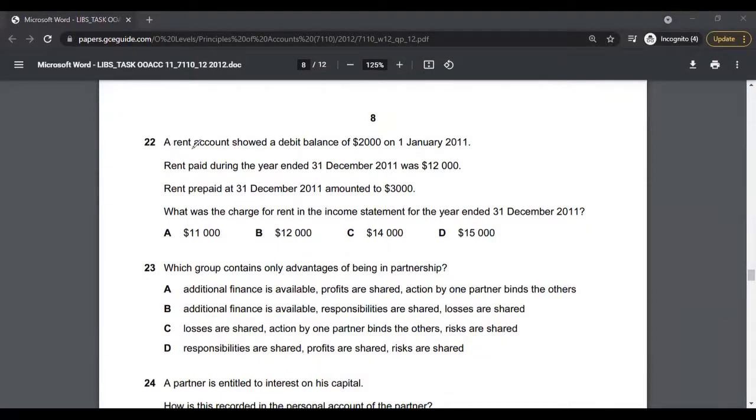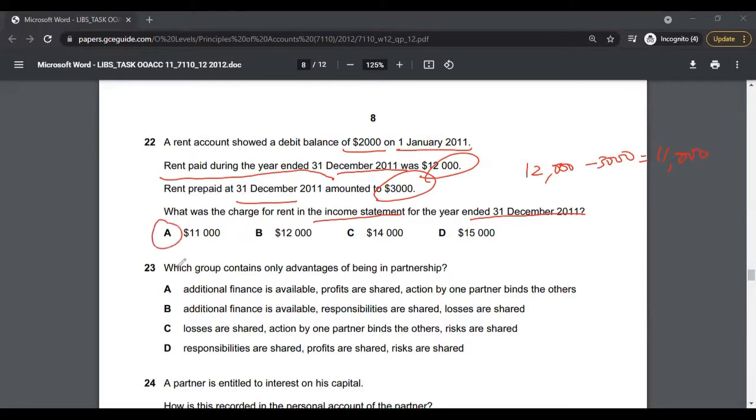Multiple choice 22. A rent account showed a debit balance of 2,000 on 1st January 2011. Rent paid during the year ended 31st December 2011 was 12,000. Rent prepaid at 31st December 2012 amounted to 3,000. What was the charge for rent in the income statement for the year ended 31st December 2011? That would actually be 12,000 minus 3,000, because 12,000 is the actual paid, and then 3,000 was the prepaid. So the actual charge would be 11,000. So the answer to multiple choice 22 is option A, $11,000.